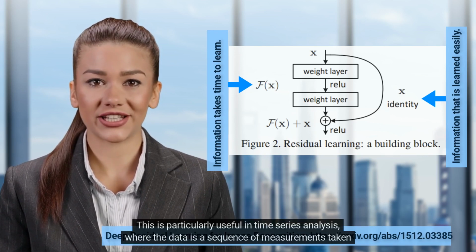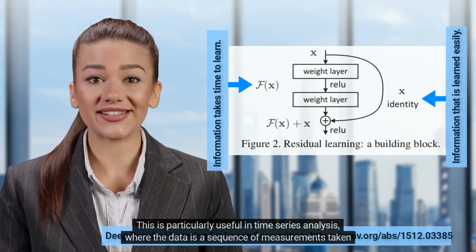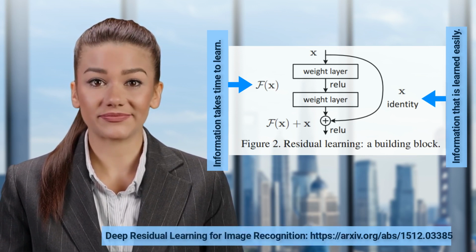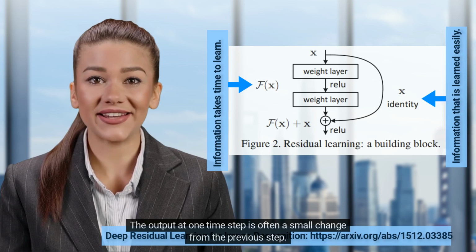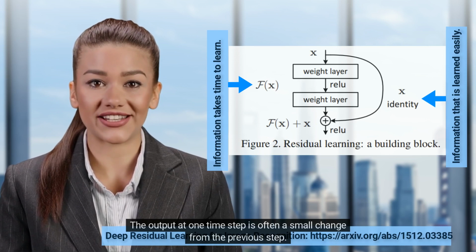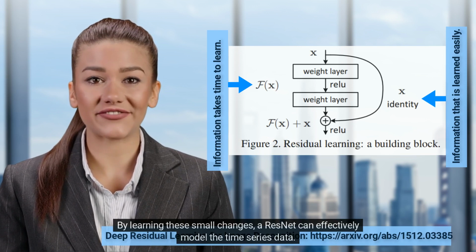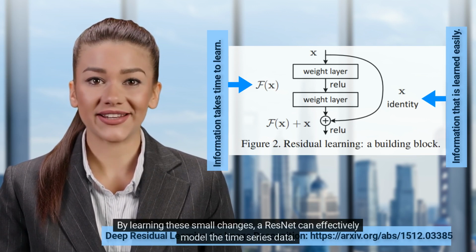This is particularly useful in time series analysis, where the data is a sequence of measurements taken over time. The output at one time step is often a small change from the previous step. By learning these small changes, a ResNet can effectively model the time series data.